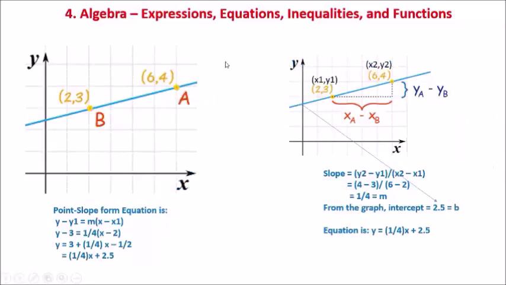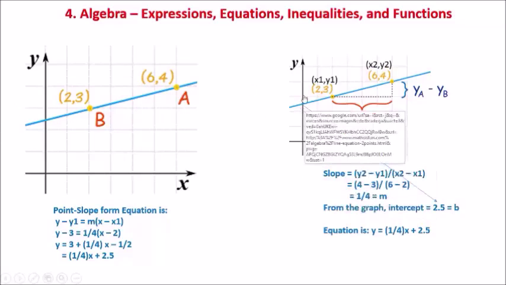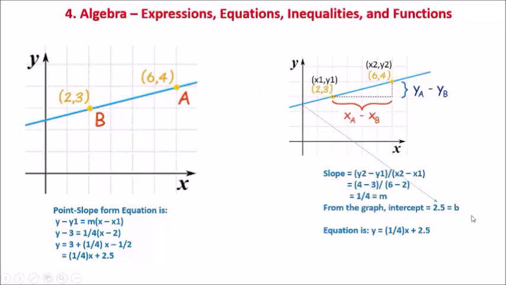So now somebody gives me 2 points, (2, 3) and (6, 4), and then they ask me, how would you write the equation for this line? So I know how to join the line. Then I know what the intercept of the line is. If I look at that, that is 2.5, that's the intercept. So all I need to find is the slope.